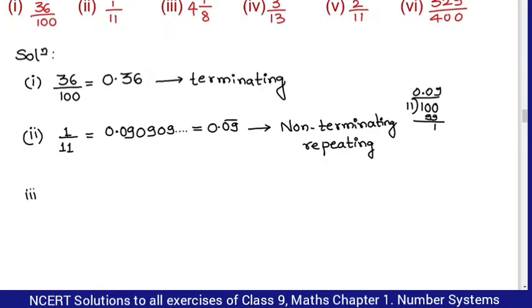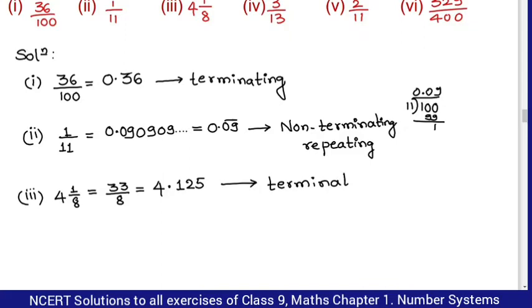Now third one, 4 integer 1 by 8. So it can be written as 33 by 8. It will be equal to 4.125. It's a terminating decimal expansion.